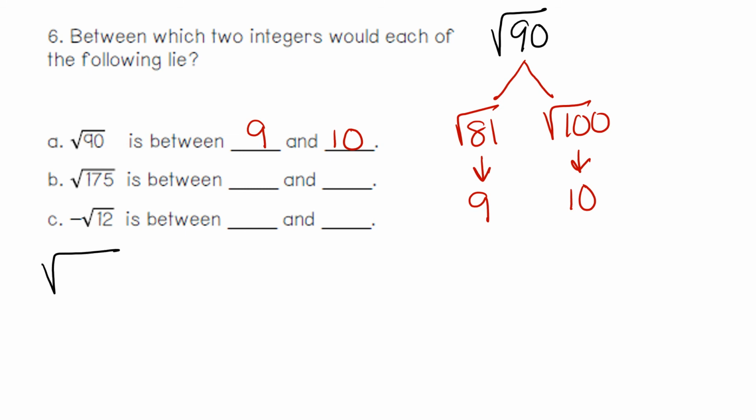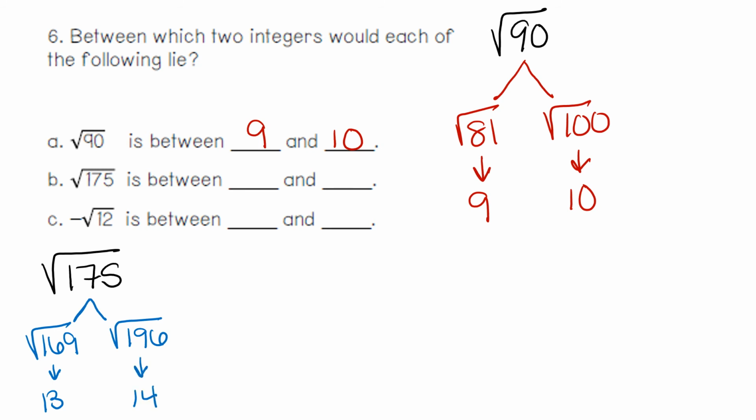For letter B, the square root of 175, we can break it down. We can break it down into the square root of 169, which is going to be 13 times 13. And we can break it down into 196, which is going to be 14 times 14. 175 is in the middle. So then our decimal is going to be between 13 and 14.